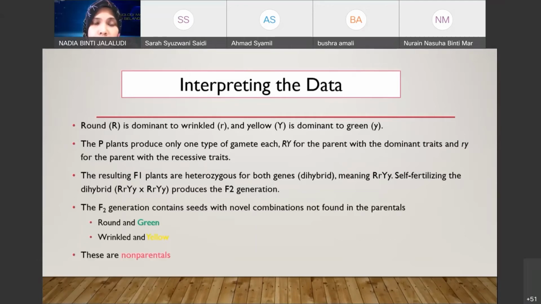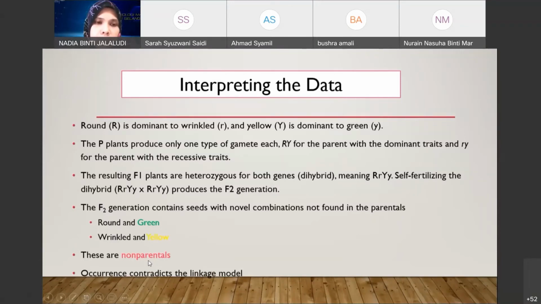So these are non-parentals. Maksudnya kita dah tolak hipotesis yang tadi tu lah. It contradicts the linkage model. Maksudnya kita kena terima yang independent assortment punya ni lah model. Sebab tiba-tiba bila F2 generation dah ada seeds yang it's not the same as the parents. So dia dah ikut grandparents pula.